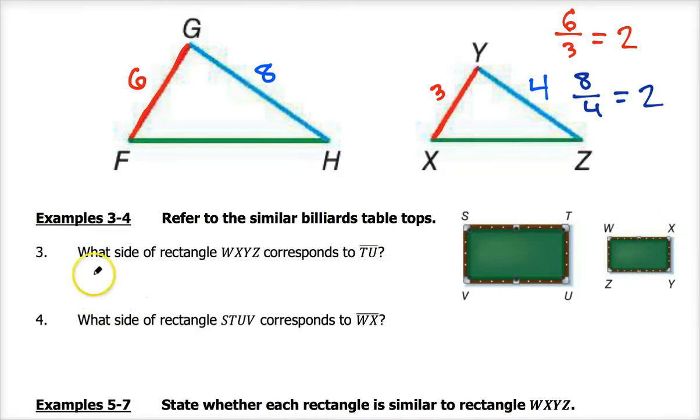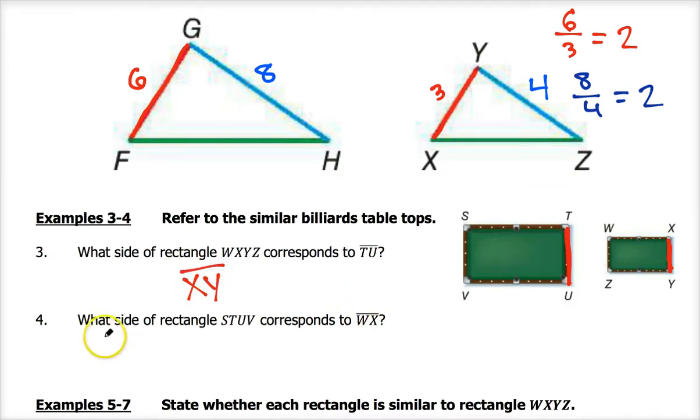And number 3 asks us what side of rectangle WXYZ corresponds to segment TU. So let's go to the big rectangle first. Segment TU is this one here on the right. This is segment TU. And so what side of the smaller rectangle, WXYZ, would correspond to this side? Well, it would be the one in the same position, so this one, and that is segment XY or YX. Okay, so we would say segment XY for number 3.